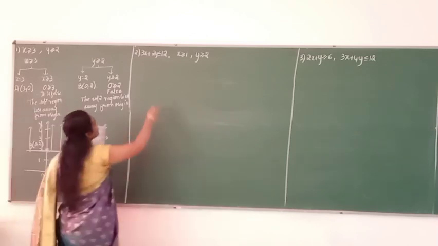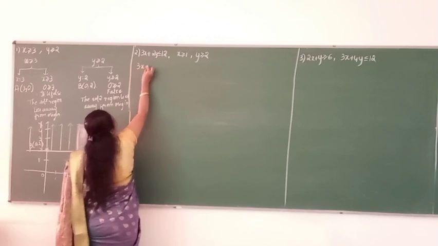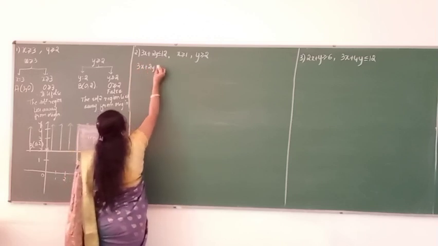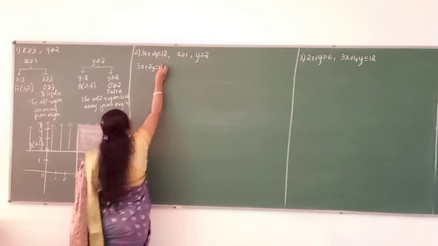Now next one, 3x plus 2y is less than or equal to 12.